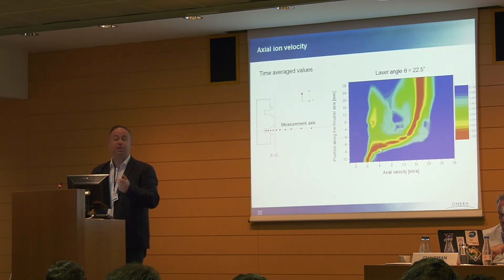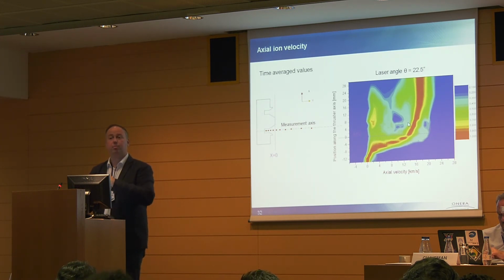You can see that the peak goes from nearly zero velocity inside the thruster, and as you go through the exit, you have the acceleration. Here the maximum is accelerated to about 18 kilometers per second and doesn't move further. So over 15 millimeters, you have this acceleration. Later I will compare that. You will see that graph again, when I compare it to an RF thruster, an ECR thruster.